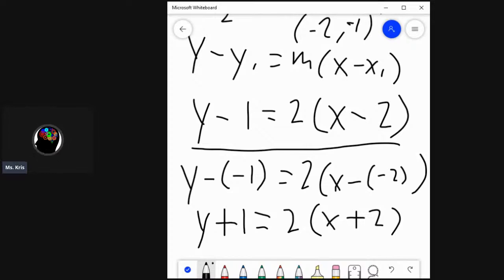Any questions on the recap of our point slope? All right, we are going to move on to our next lesson.